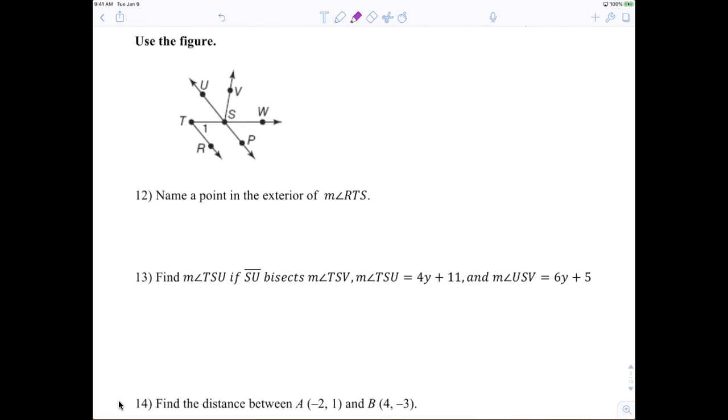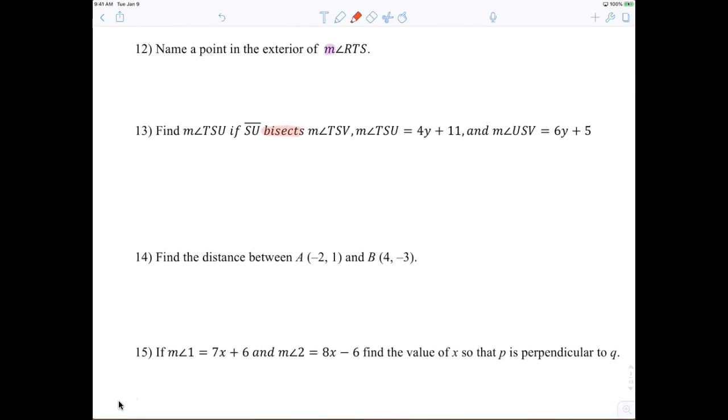Exterior. So let's highlight, and this stands for the measure of angle RTS. So I'm going to draw RTS. So there's that angle RTS. So what point would be in the exterior? Tell me. U. Or P. U or, no, not P. U or V, right? U or V would be in the exterior. So let's highlight that and make sure you're good. Exterior, correct? P would be where? Interior. All right.